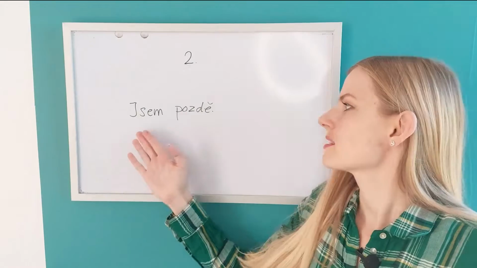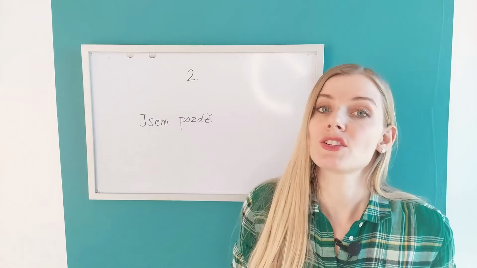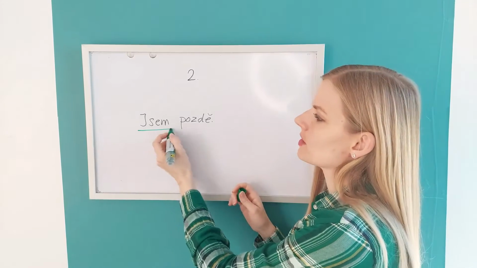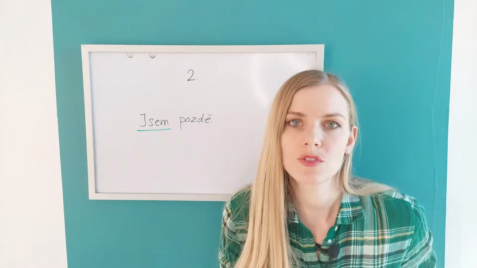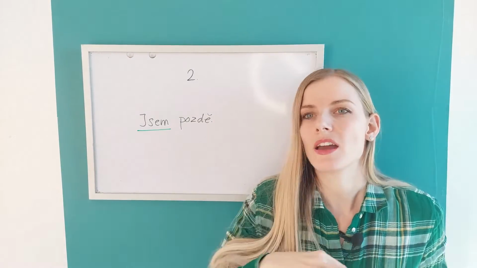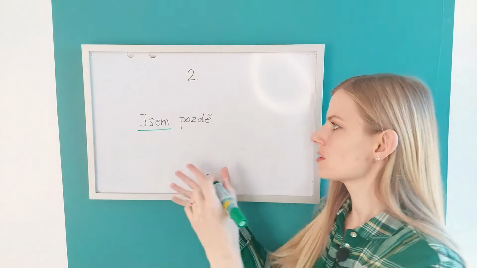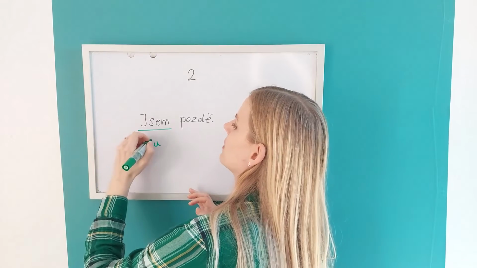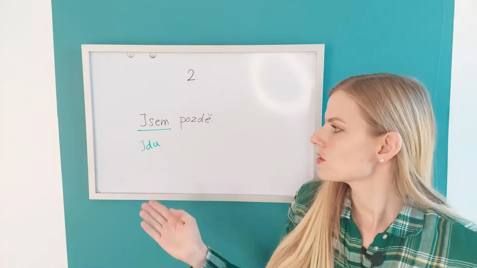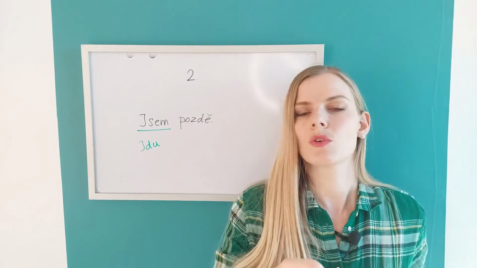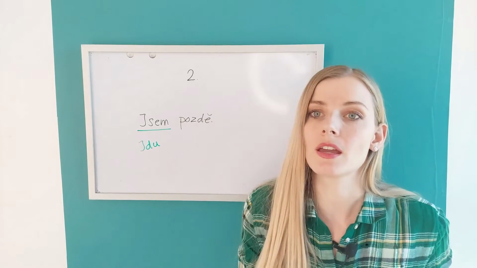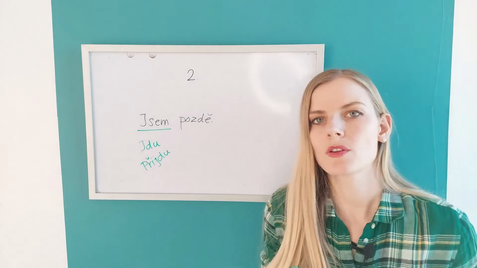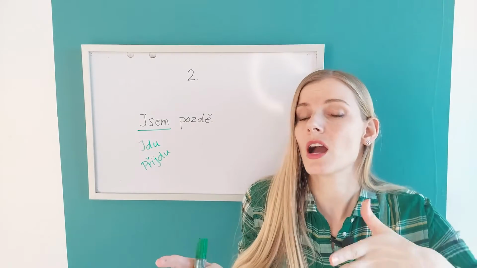I am late. Jsem pozdě, except in Czech we cannot say I am late. Jsem is wrong here. We use a different verb. We say I come late. So you can say jdu pozdě if you want to say I am coming late, I'm running late at this point. You can say jdu pozdě, or if you want to use the future tense, I'll be late, you can say přijdu pozdě. Přijdu pozdě because we are referring to the place we are coming to.